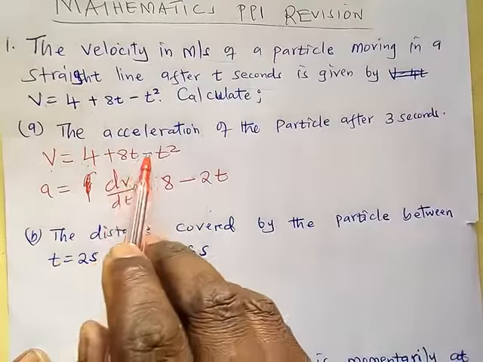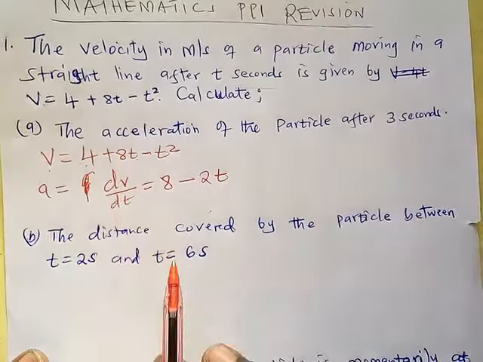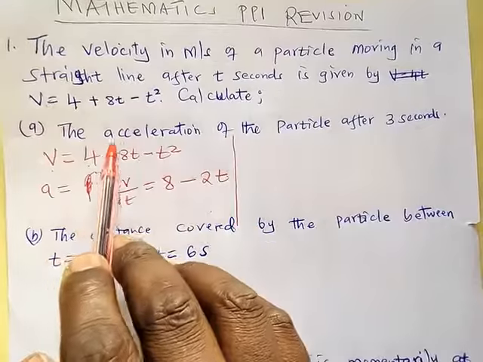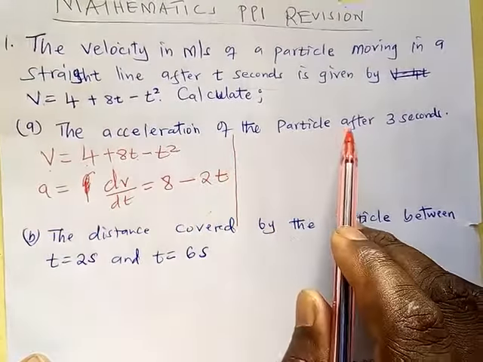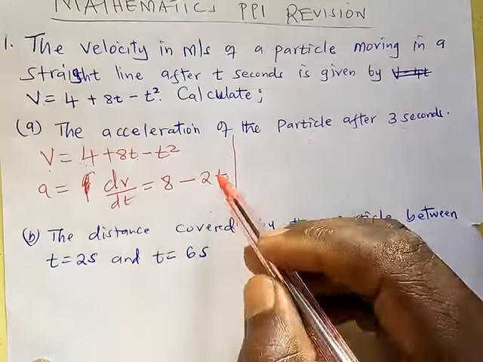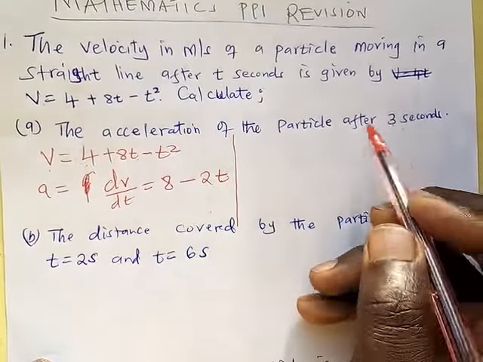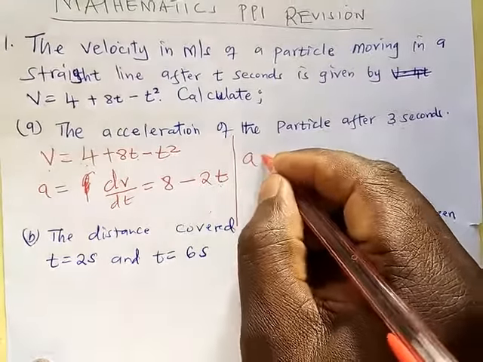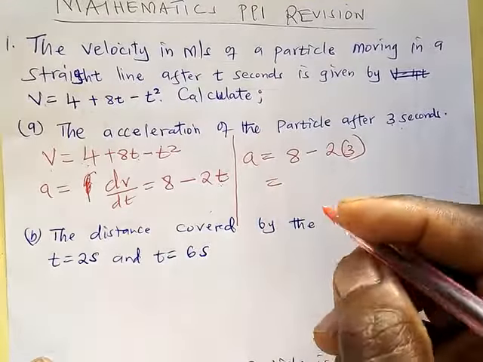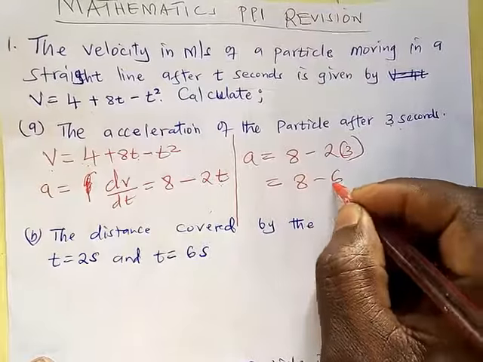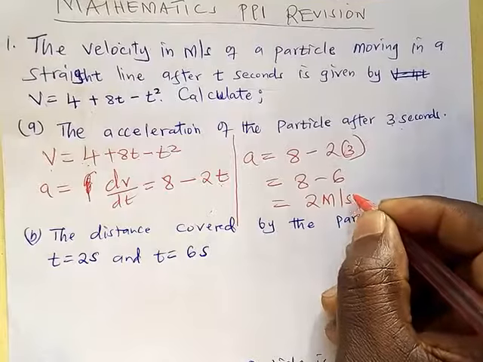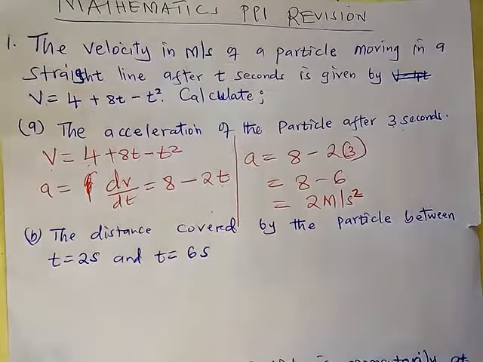I hope you know how to differentiate a function. But we are told to find acceleration of the particle after 3 seconds. So where we have t, we are going to substitute with 3 because 3 is the time. So that means acceleration equal to 8 minus 2 into 3, which is equal to 8 minus 6, which is the same as 2 meters per second square, and that is acceleration.